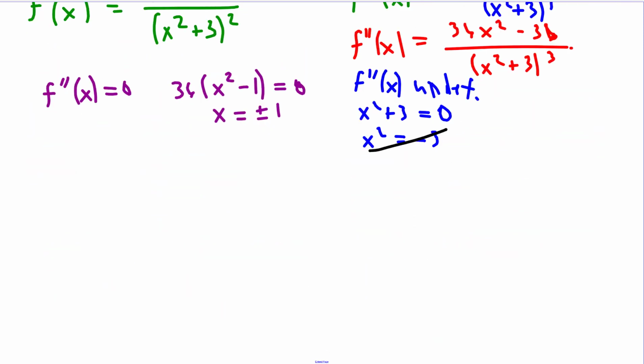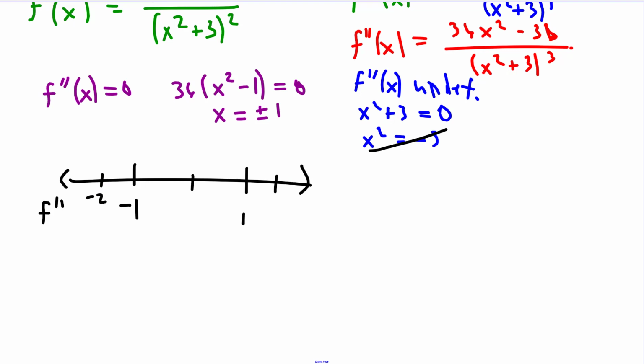So if I go ahead and create my number line for f double prime, I have negative 1, positive 1. And in each region, I'm going to pick one number to test in f double prime. So in each section, a number before negative 1, we'll do negative 2. Between we'll do 0, and after we'll do 2. And we're testing it into f double prime.